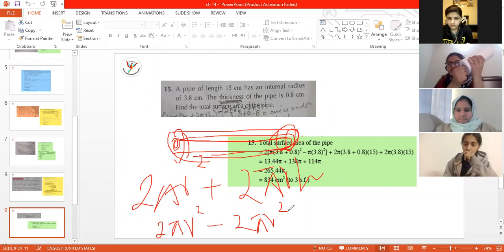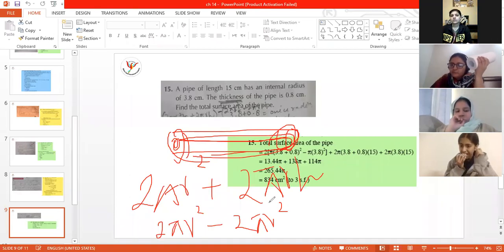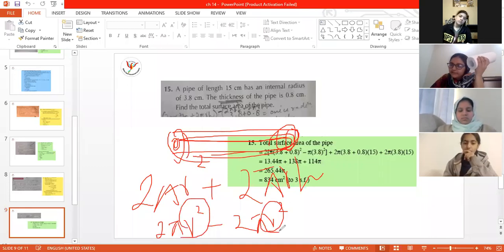If this is already included in the outer one, how am I going to calculate it in the inner one again? That's why I just removed minus 2 pi r square. This r is 4.6. This r is 3.8. But this cross-sectional area will be included. 2 pi rh will be included. It's 2 pi rh and it's 2 pi rh.